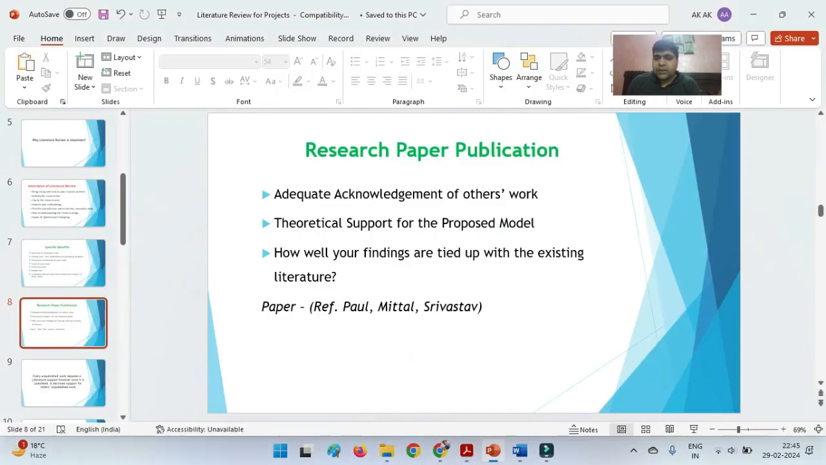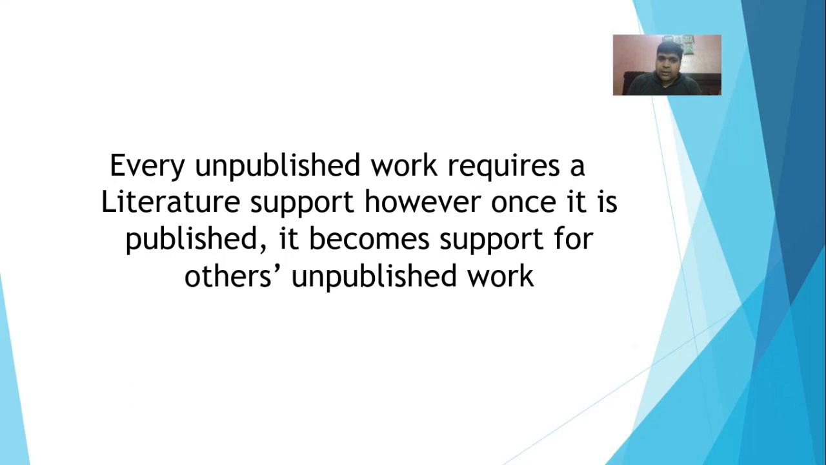Now what I want to say is, you see this, every unpublished work requires a literature support. However, once it is published, it becomes support for others' unpublished work. Now, my paper was not published, I required a support from literature. Once it is published, now people can cite it. So a paper I wrote in 2008 is cited in my own work. This is just a coincidence that I cited my own work. You can cite anyone else's work also to support your work, and that is a normal process, right?